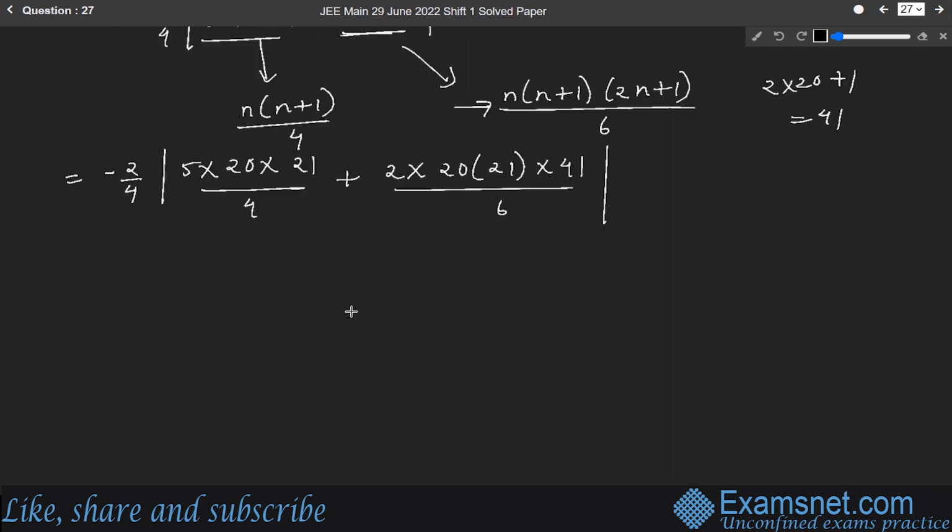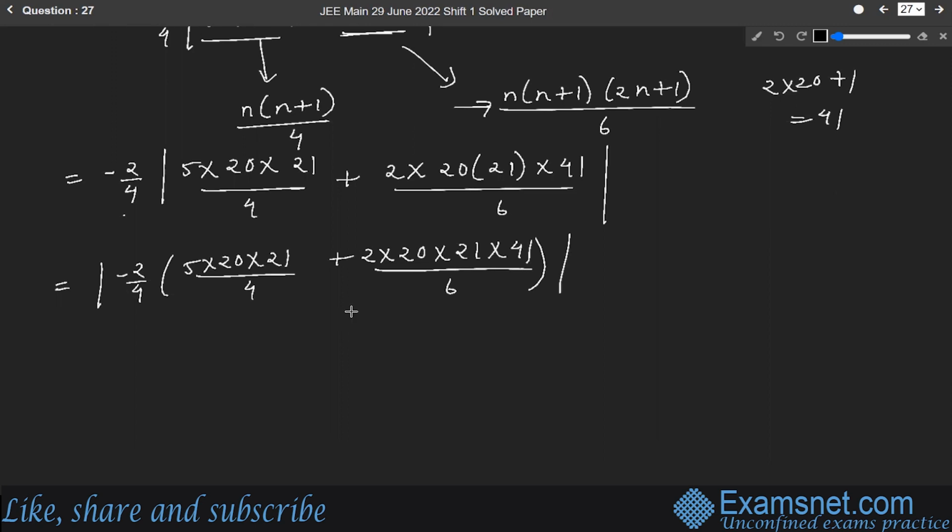All right. Now let us take this constant inside the modulus. So it will be mod of 2 by 4 multiplied by 5 into 20 into 21 divided by 4 plus 2 into 20 into 21 into 41 divided by 6. All right. So this will be equals to minus 2 by 4 into, this will be cancelled. 5 into 5 into 21 is 2730.